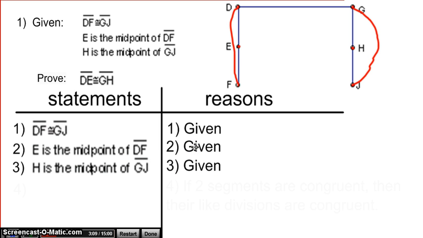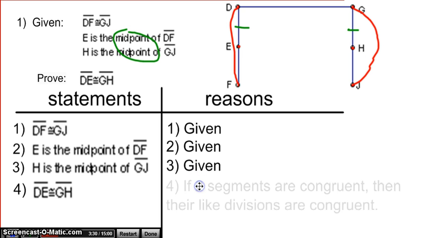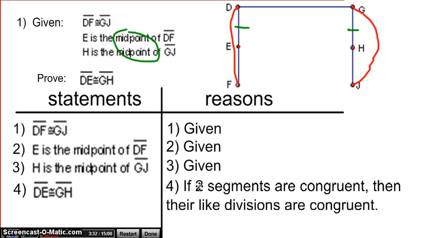and in this case we can go directly to our conclusion statement because we are starting with the larger segments are congruent, and we want to go to the smaller segments of DE and GH, and we have our double use of midpoint. So because we're going from larger segments to smaller segments, we can say that if two segments are congruent, then their like divisions are congruent.